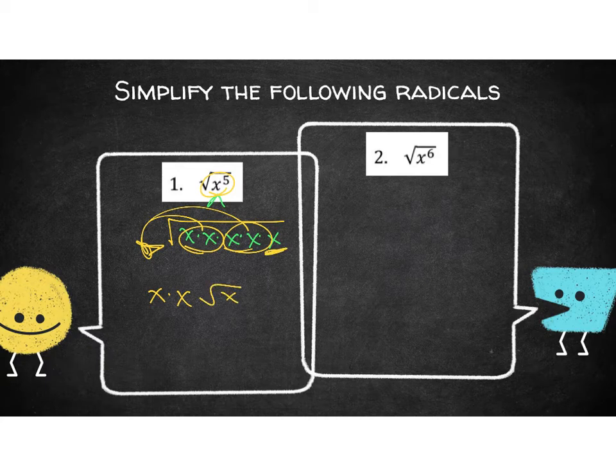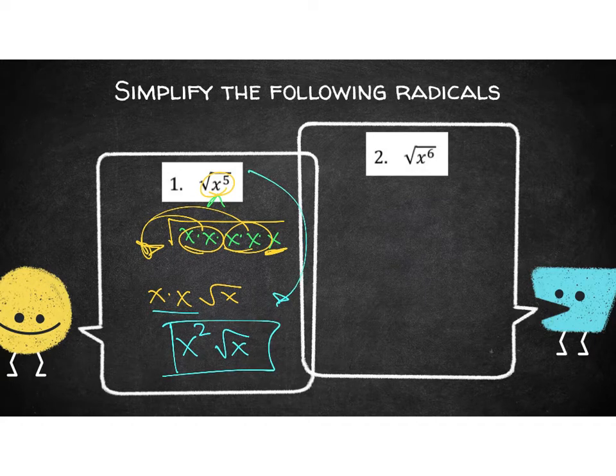Then I can remind myself that x times x is x squared. So I have x squared times the square root of x for this x to the fifth. So that's after I've taken all of the perfect square factors out of that x to the fifth, because x times x is technically a perfect square. Let's take a look at number 2.